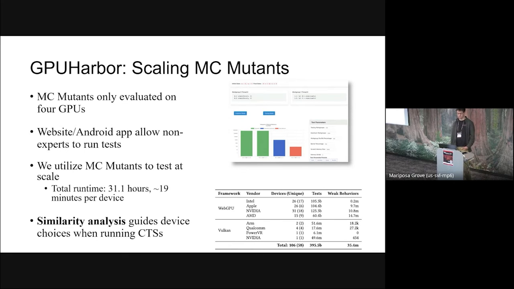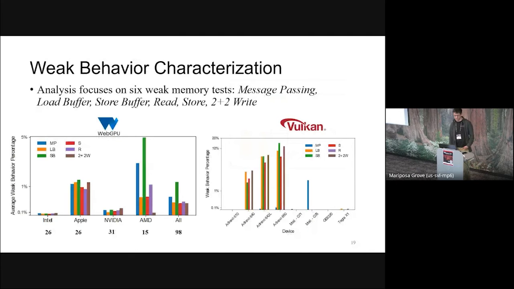Something else which I won't have time to go over in this presentation is we did a similarity analysis across all these GPUs around their weak memory model behavior, and that has impacts on how you might choose which devices to run on when you're running a CTS, because you couldn't necessarily run it all the time on all the hundreds of devices that we're trying to target with frameworks like WebGPU and Vulkan.